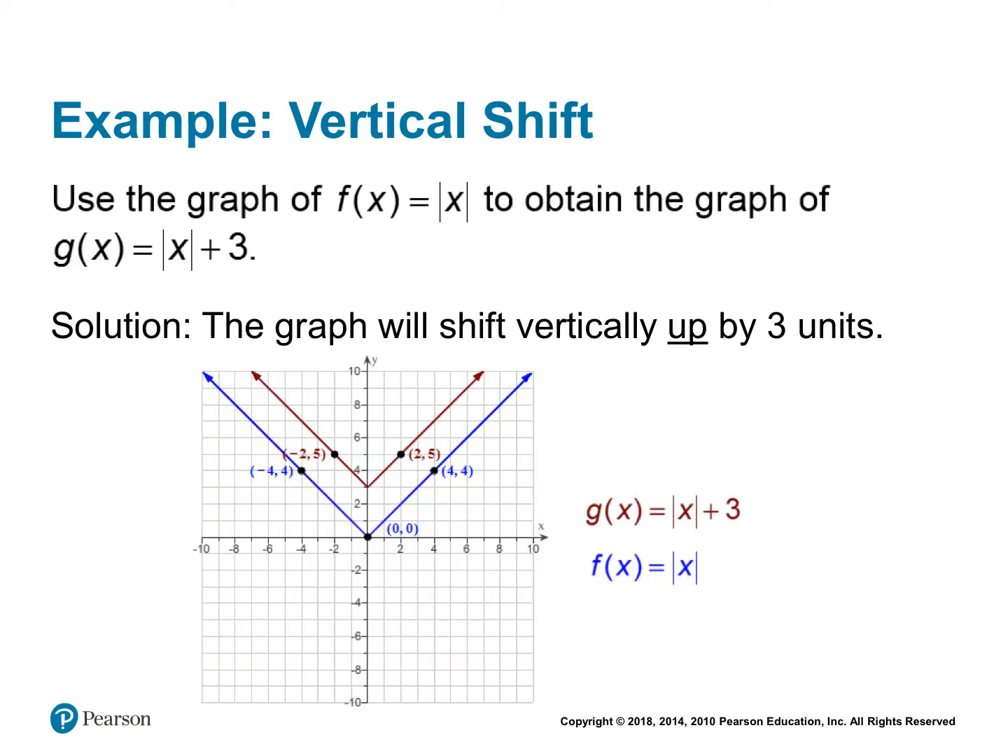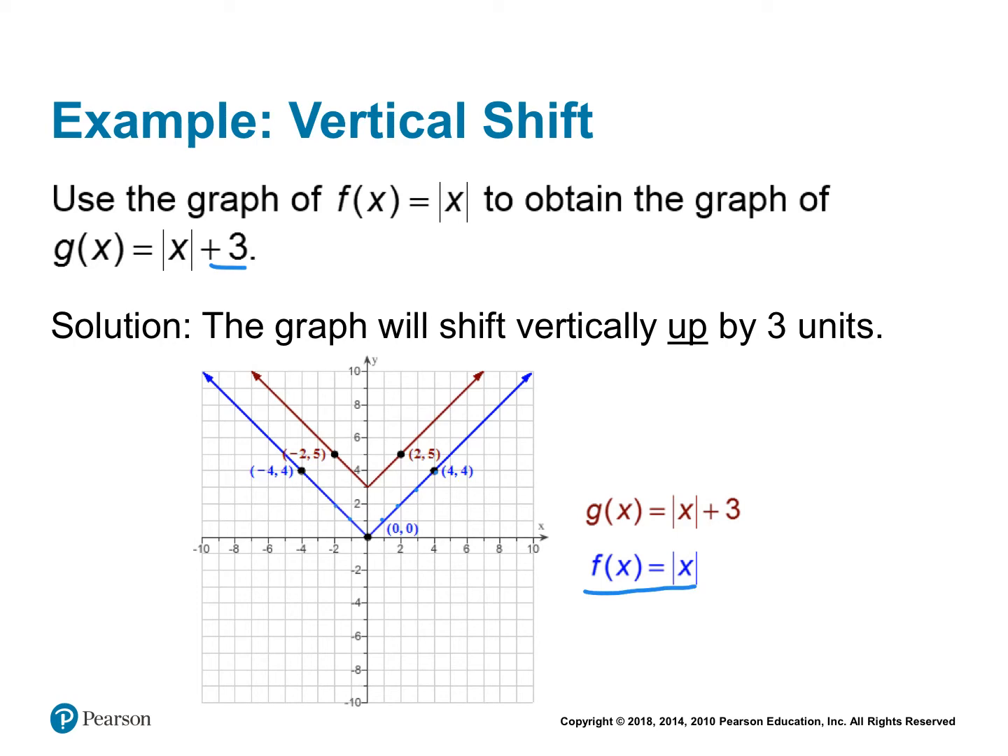So here's an example. I have plus 3. So my original one is in blue here. That's that V shape. And you can see I have 1, 1, 2, 2, 3, 3, 4, 4. But then it goes the same on the other side because the absolute value of negative 1 is still positive 1. The absolute value of negative 2 is positive 2, etc.